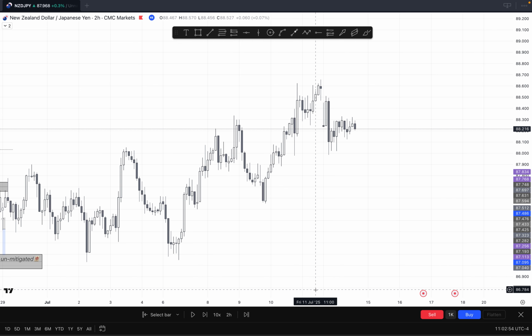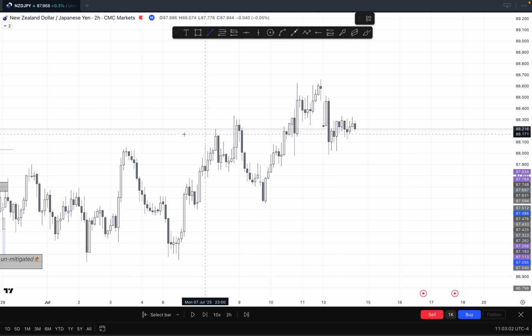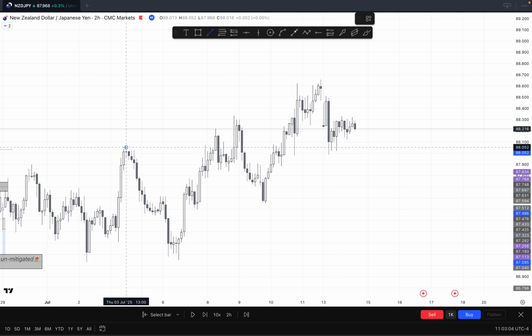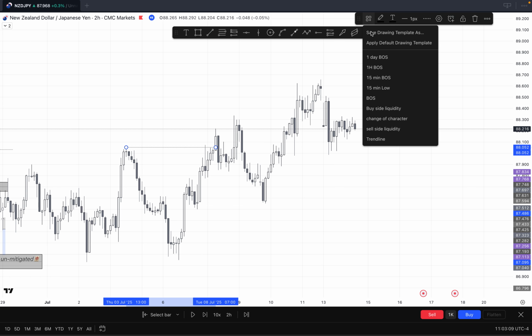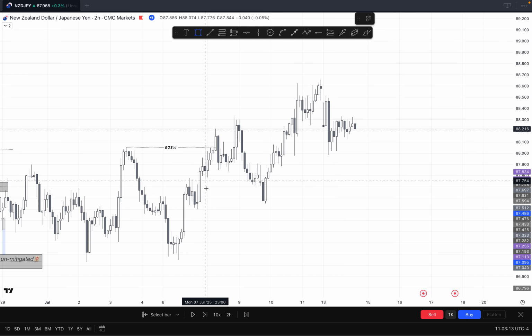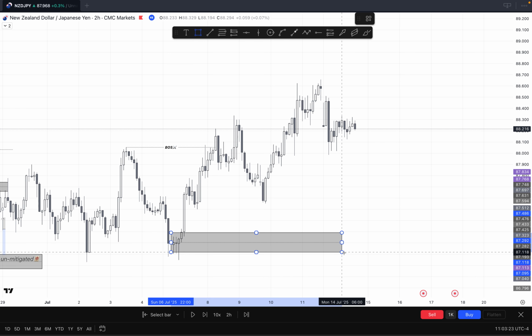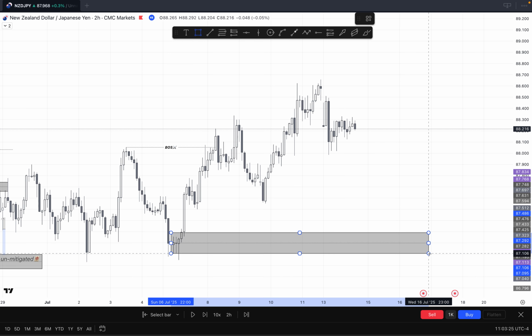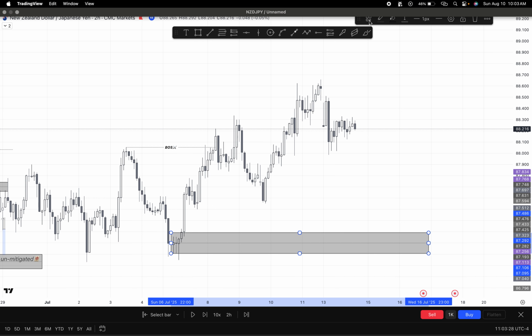Okay, so let's start from here. Higher time frame, clearly it's a buy. I'll start here. This is a breaker structure. Then we have an order block down here, I would say. Unmitigated.